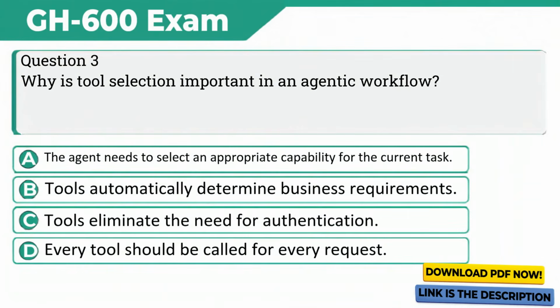Question 3. Why is tool selection important in an agentic workflow? A. The agent needs to select an appropriate capability for the current task. B. Tools automatically determine business requirements. C. Tools eliminate the need for authentication. D. Every tool should be called for every request.